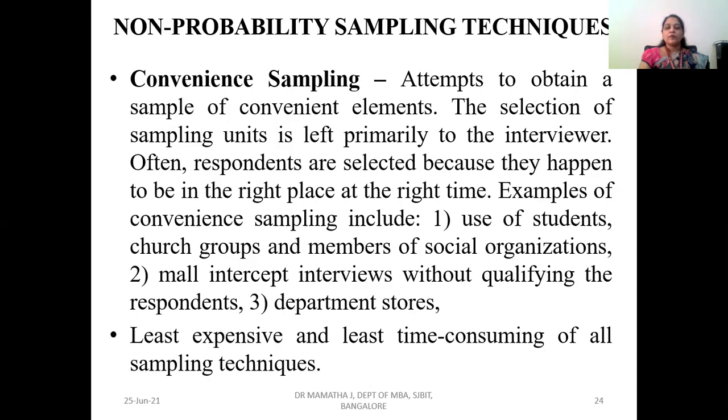Here, according to the respondents' availability, their convenience, and your convenience as a researcher, you can pick the elements for your survey. This is called convenience sampling. Again, a bias is involved here because you are picking the sample and it might not be the true representative of the sample. It consumes less time and it is less expensive since they are available easily.